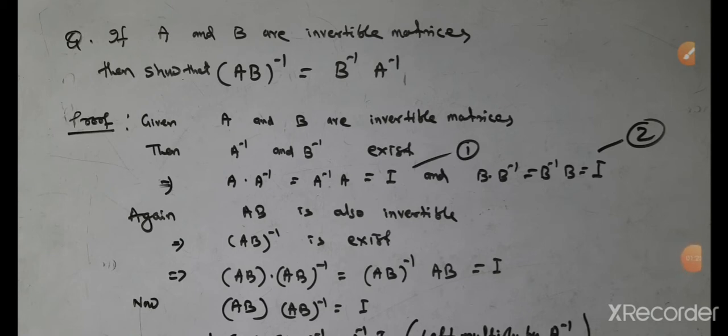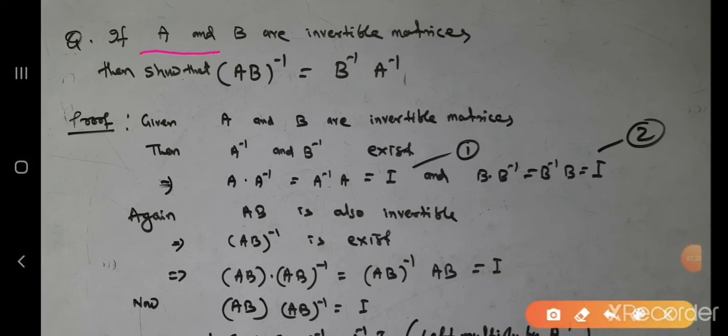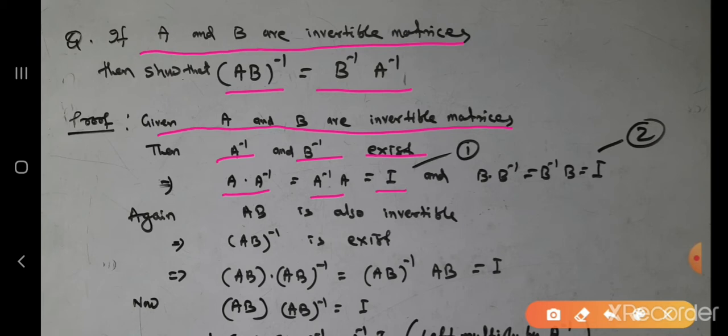The theorem or question is: A and B are two invertible matrices. Then show that (AB) inverse equals B inverse A inverse. So you see here, given that A and B are two invertible matrices, if they are invertible, then A inverse and B inverse exist. Then as per the definition of inverse, A inverse A equals the identity matrix I, that is equation 1. For the second case, B inverse B equals I, that is equation number 2.